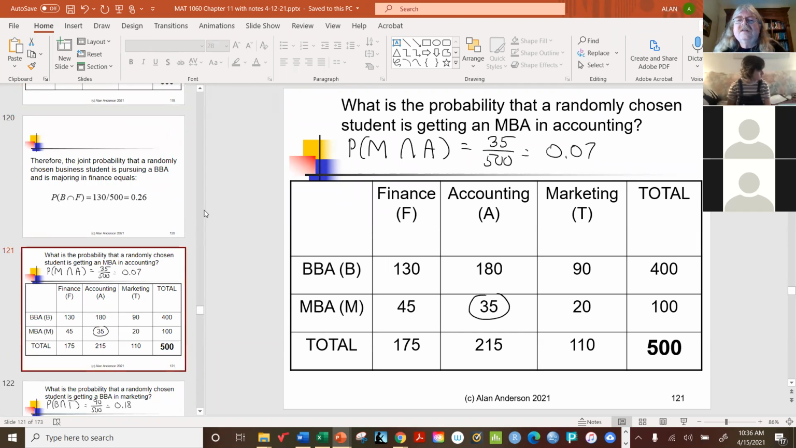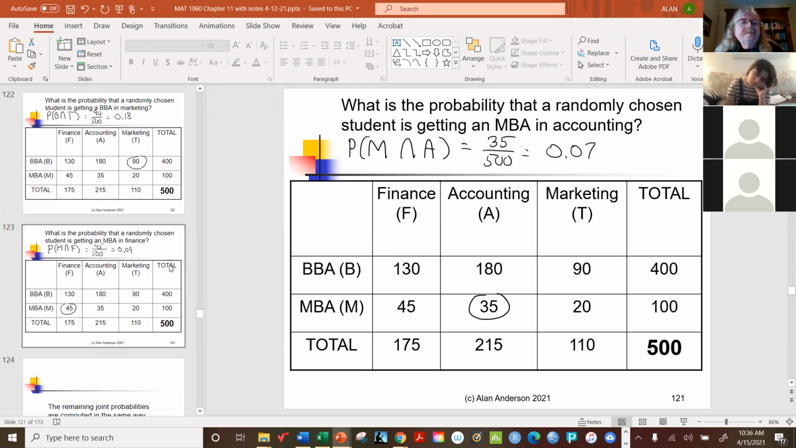Yes, here it is. We definitely did this example. The probability that a randomly chosen student is getting their MBA in accounting is simply 35 out of 500, or you can rewrite that as 7%. All right, now what else did we cover?